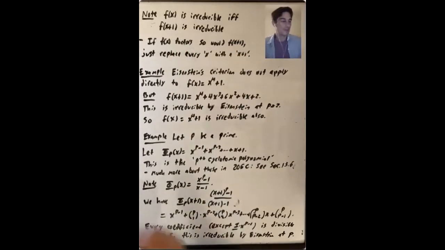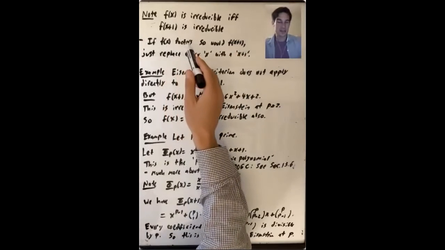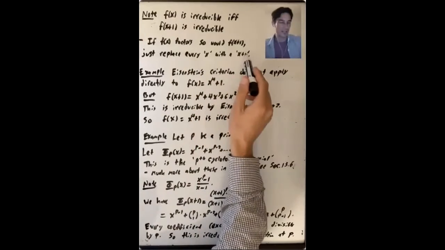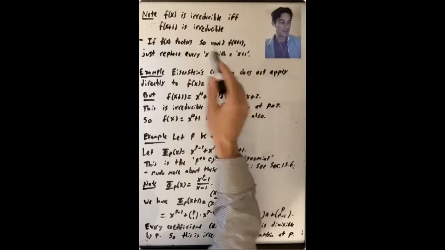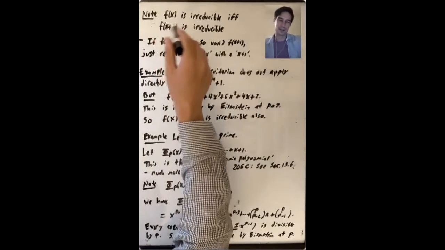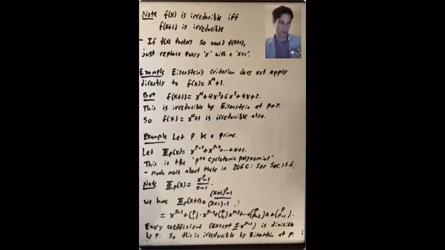So why is that true? If f of x factored, so would f of x plus 1. In our factorization, we could just take every instance of an x and replace it with an x plus 1. So you can see how this is going to generalize. Instead of x plus 1, you could put in x minus 1 or whatever you want. All right, so now this gives us another way to try to apply Eisenstein's criterion.